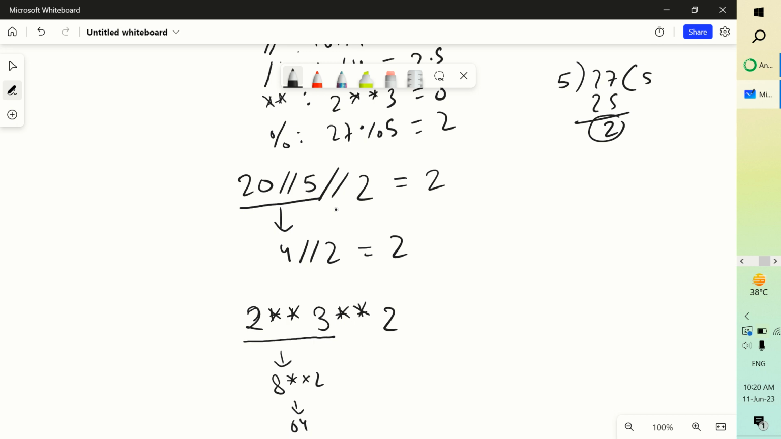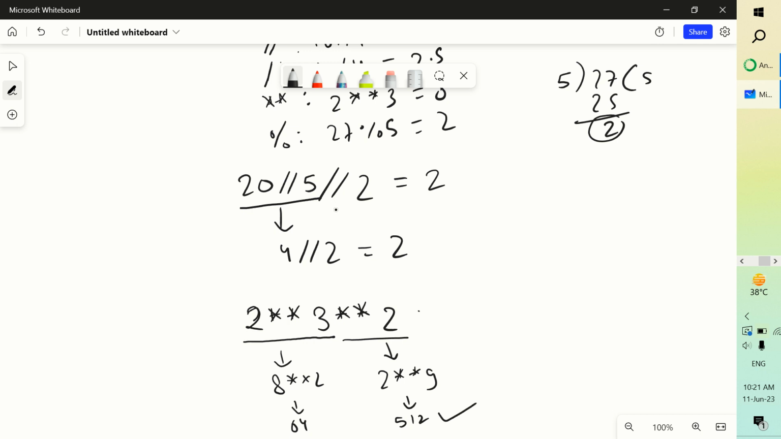And another thing is this will occur first: 3 raised to the power 2 is 9, so 2 raised to the power 9, which is 512. Okay, so the correct solution for this is 512.